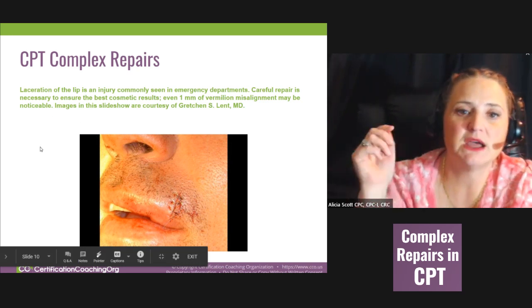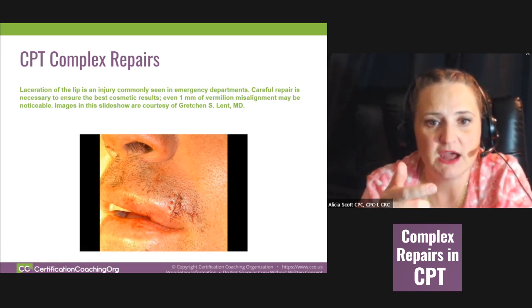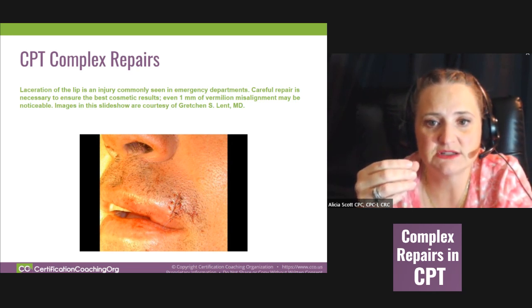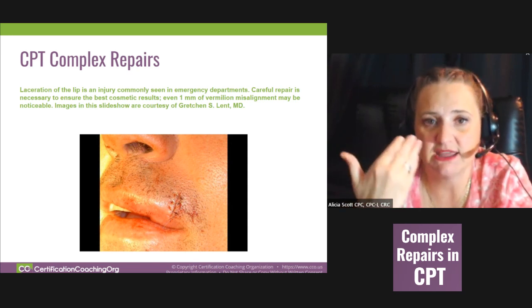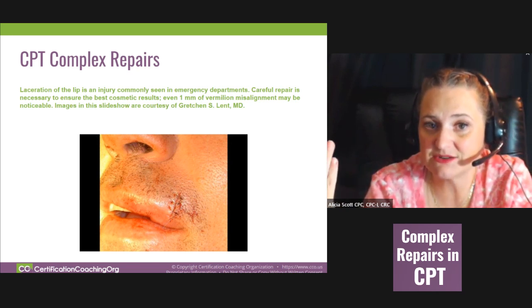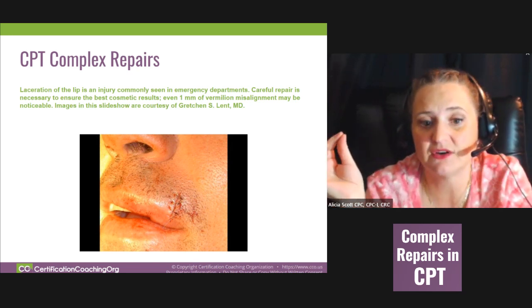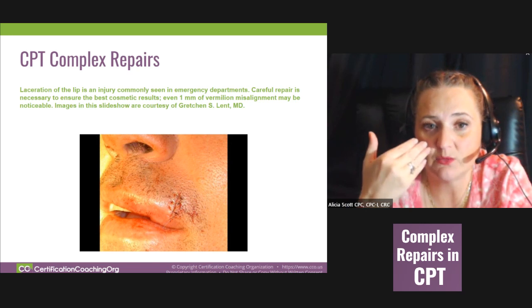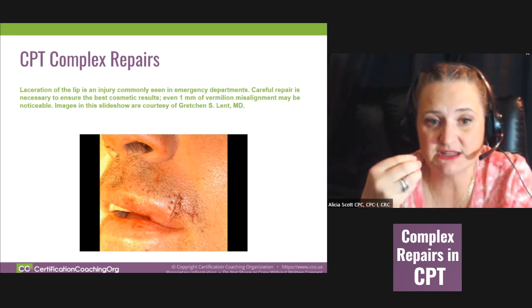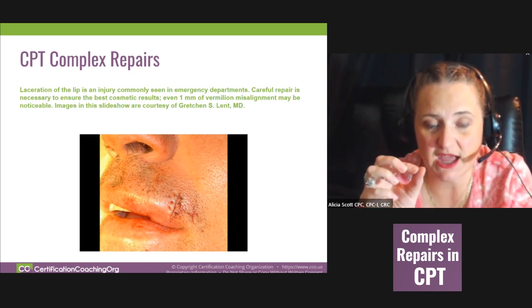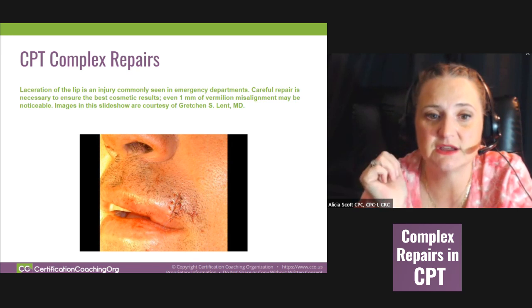But keep in mind the comment that came from Dr. Lent here. What you're going to see in ERs, careful repair is necessary to ensure the best cosmetic result. And again, that's why you're going to end up constituting a complex repair too, because we're just not whip stitching this together and closing the wound. We don't want to leave a significant scar. So that's going to take more time and detail to be able to do that, and probably having to cut a little bit of the tissue to make sure we got a nice edge.